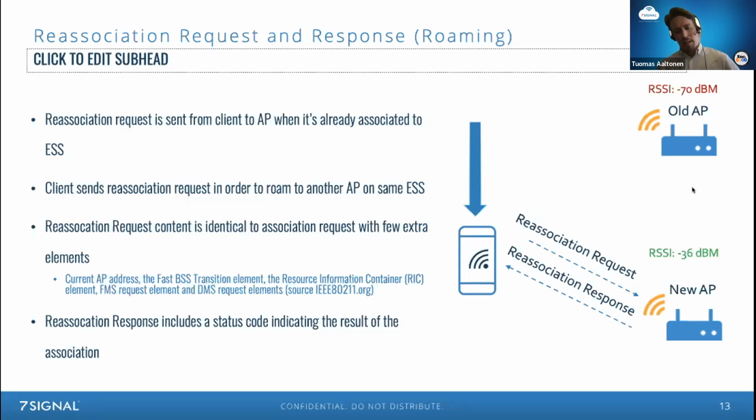But on the radio level, on the PHY level, this reassociation request is sent to the new AP, and then the access point responds with the reassociation response. And again, there's a status code indicating whether the roaming is successful or not.